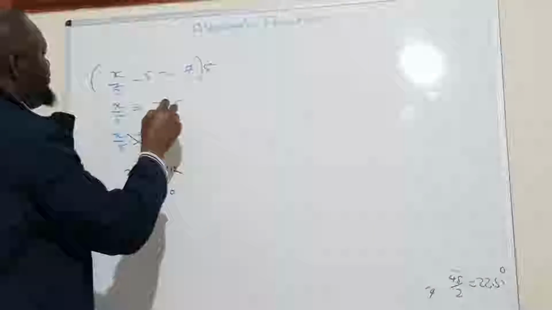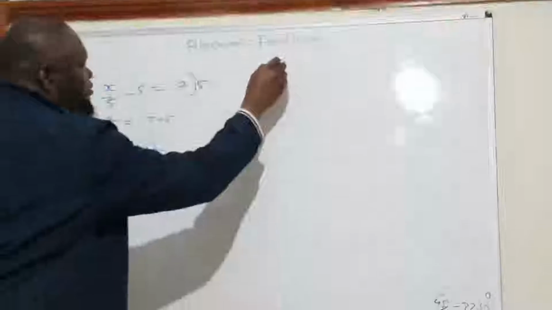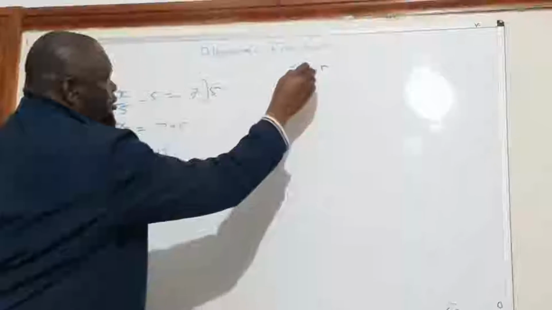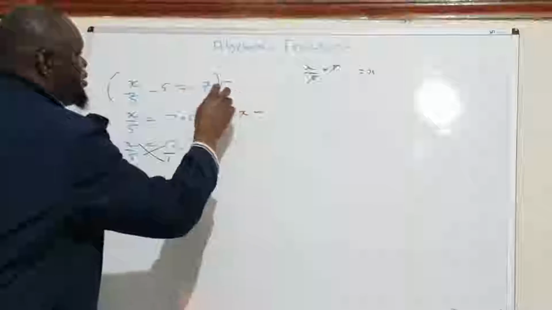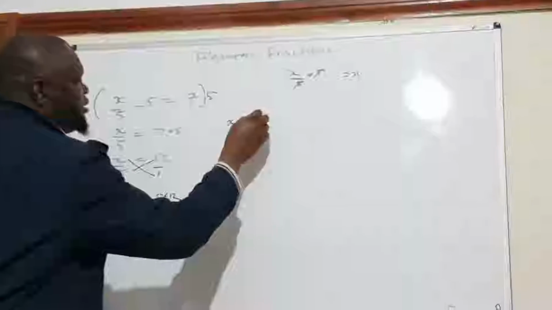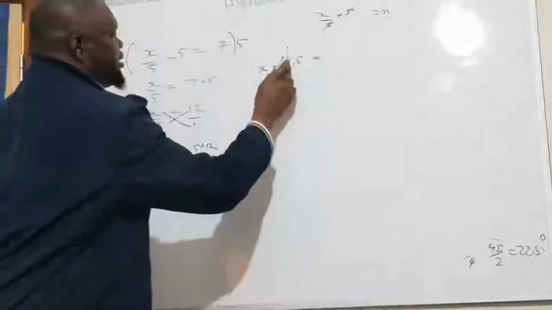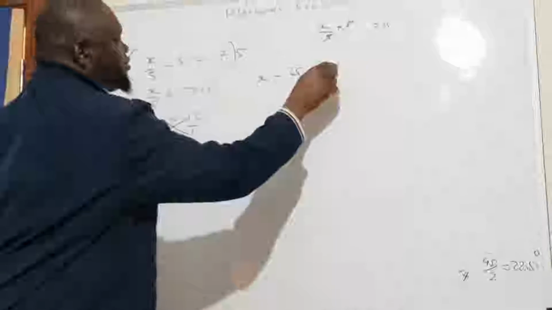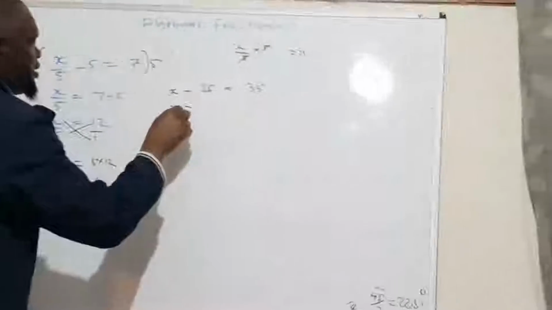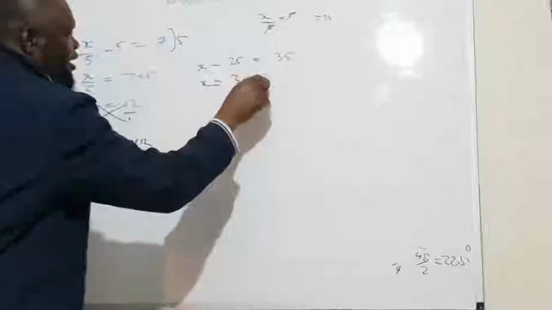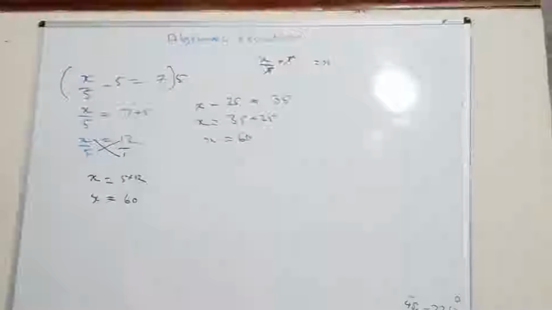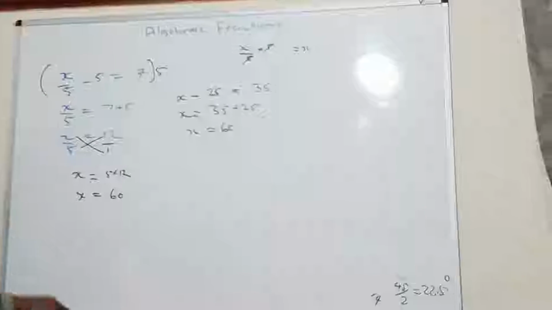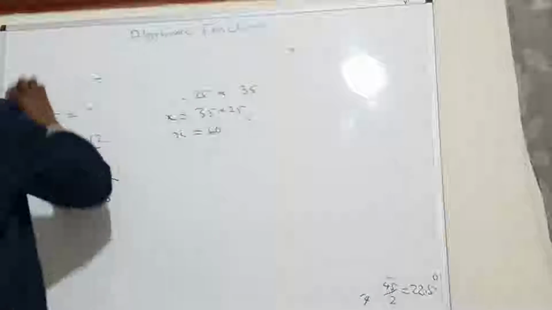Now, if you had done that here, multiplying everything by 5, 5 times x over 5 is x, since the 5s cancel. Then x minus 5 times 5 will be minus 25. It's equal to 7 times 5, which is 35. So x is equal to 35 plus 25. x is equal to 60. Is it not the same? Yes, it's the same. So it depends on how smart you are, you can easily manipulate.